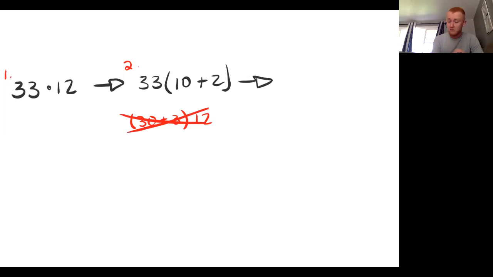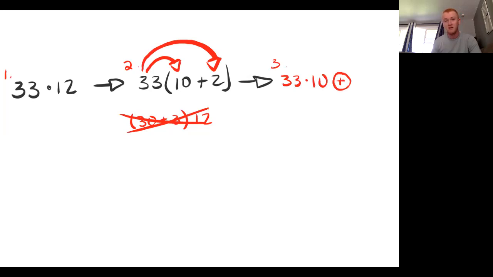So step 3 is to reformat this problem so we can see what we need to do. With the distributive property, we're going to be distributing the 33 into our problem, okay? So we're going to have 33 times 10 plus. We have to make sure that we have that plus there. I'm running out of room, so I'm going to write this a little below. 33 times 10 plus 33 times 2.